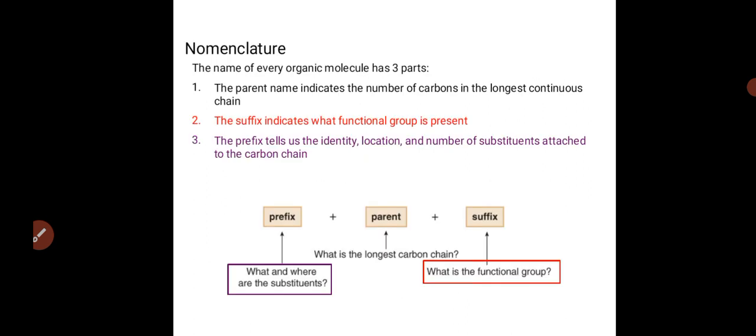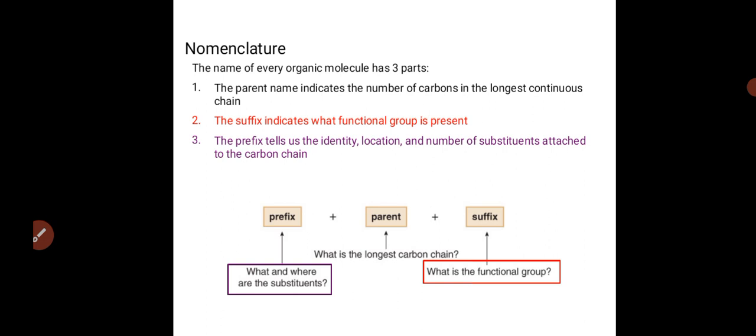So now nomenclature. If you are trying to write the nomenclature of organic compounds, always keep 3 things at the back of your mind: prefix, parent, and suffix. The parent name means the chain with the longest continuous carbon chain, while the suffix indicates the functional group that is present, while the prefix tells us the identity, location, and number of substituents attached to the carbon chain.